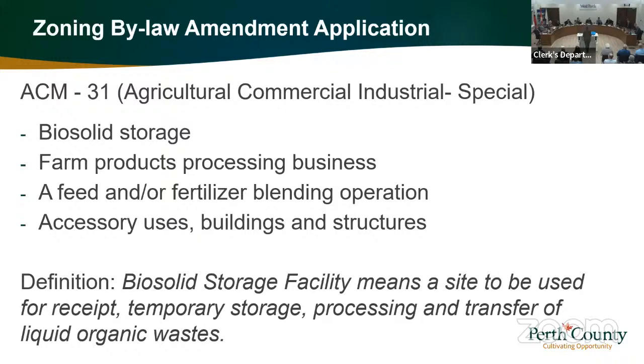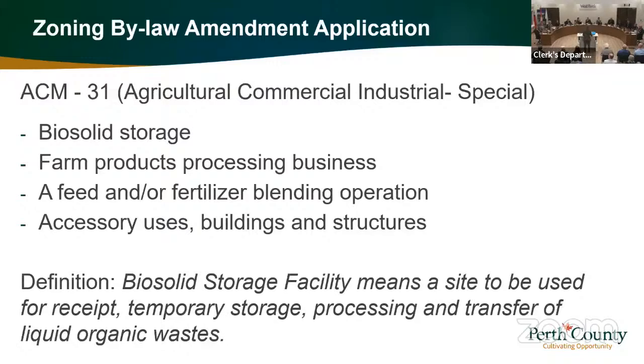So the property is designated agricultural in the Perth County official plan and is currently zoned agricultural in the West Perth zoning bylaw. And the application is to change the zoning on the property to an ACM zone. That's a special agricultural, commercial, industrial zone. And the permitted uses are on the slide now: a biosolids storage facility, farm products processing business, a feed and/or fertilizer blending operation, and accessory structures. The rezoning also proposes to include a definition for a biosolids storage facility being a site to be used for the receipt, temporary storage, processing, and transfer of liquid organic waste.